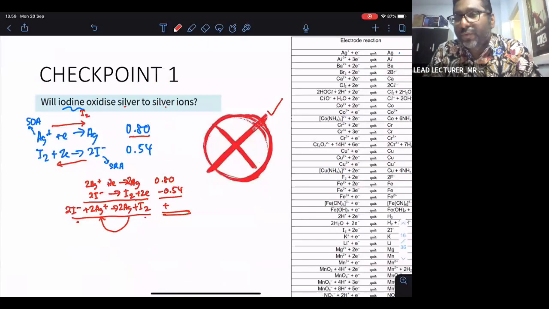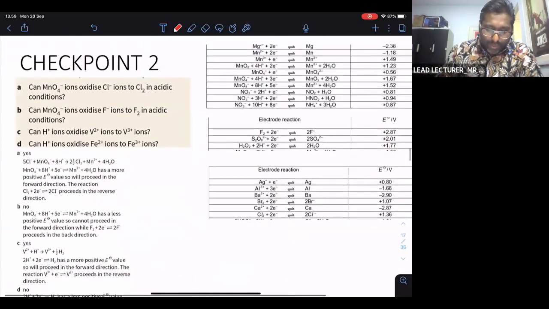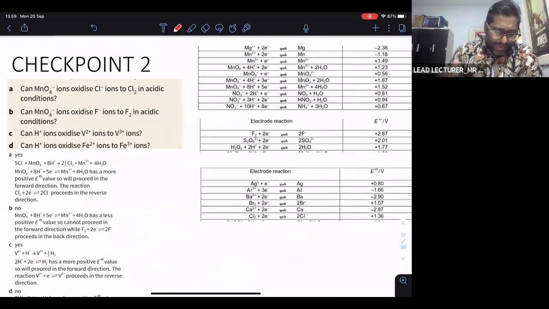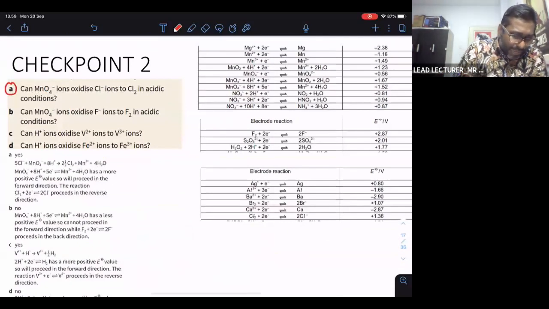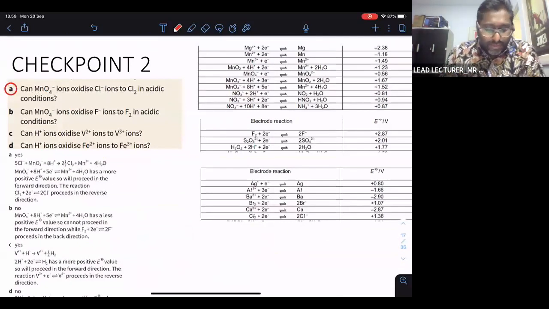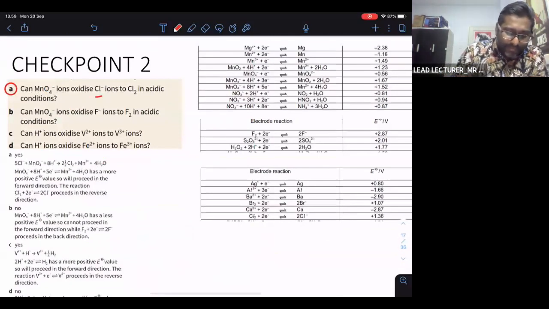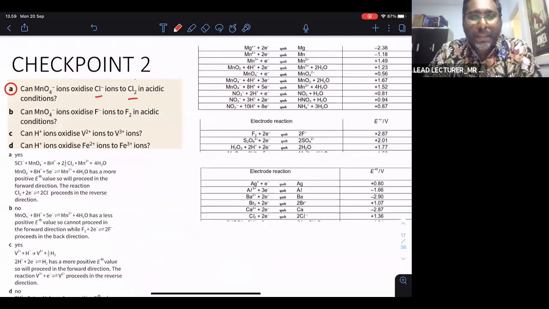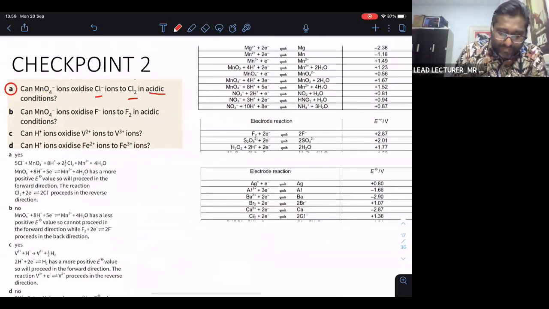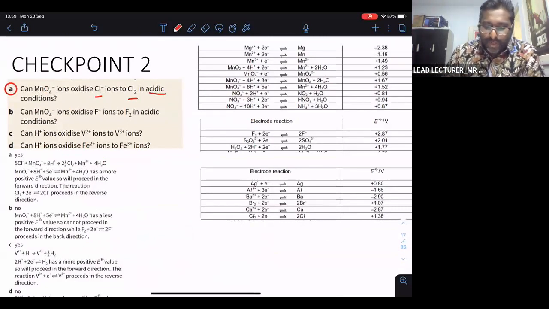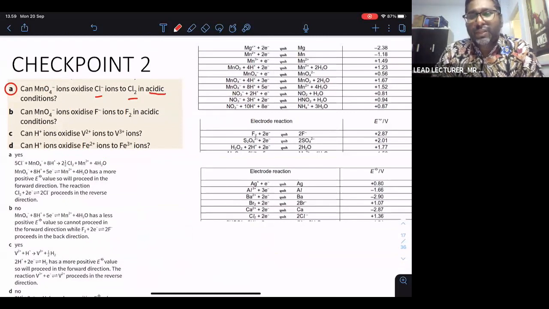There are two methods to use. Now, this is going to be another example, and I'll just show you for A. Can MnO4 minus ions oxidize Cl minus to Cl2? First, go and find out the equation to be used. They have mentioned acidic condition, so make sure you select MnO4 minus in acidic condition.